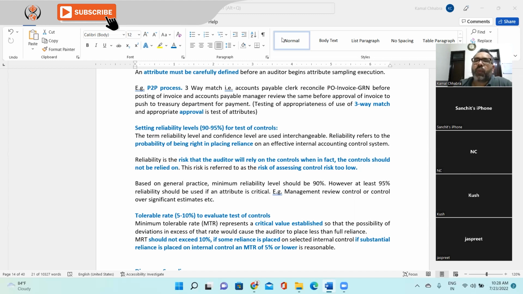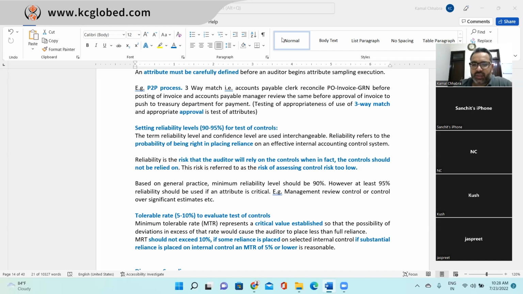That means the sample you have tested has shown a right result and you have placed reliance on control. But in the untested population, there are so many mistakes. So this is a risk on the auditor of relying on the control if the samples they have tested are perfectly okay, whereas in the actual population there is some misstatement. Make sense?